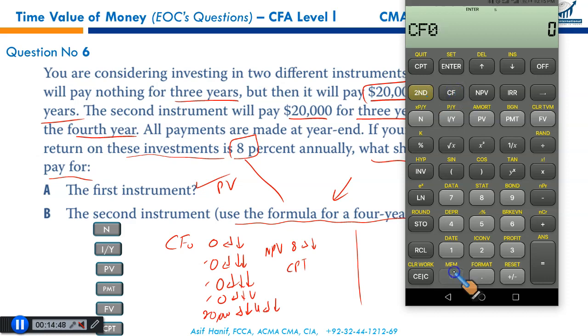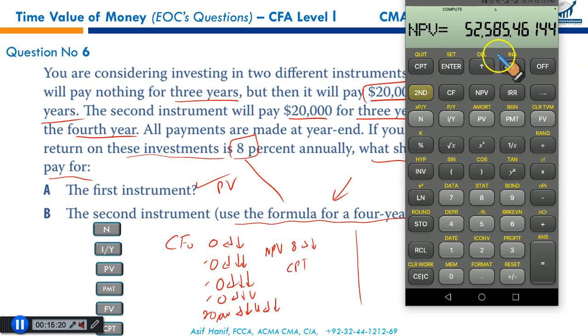0 for the first year end, 0 for the second, 0 for the third. But in the fourth year, we will be receiving 20,000, and this will continue for the next 4 years. Enter down arrow key, frequency is 4. Enter down arrow key, press NPV, interest is 8. Enter down arrow key, compute, and you get 52,585.